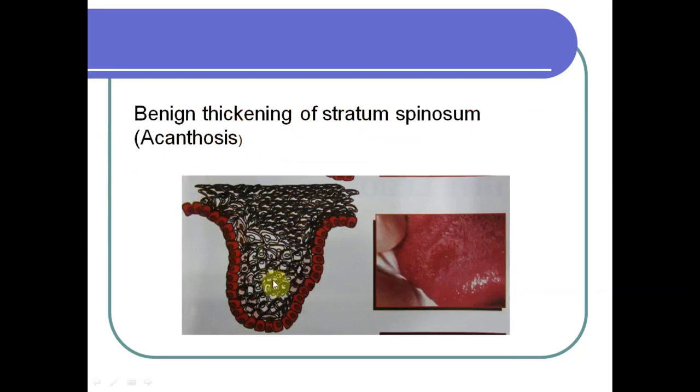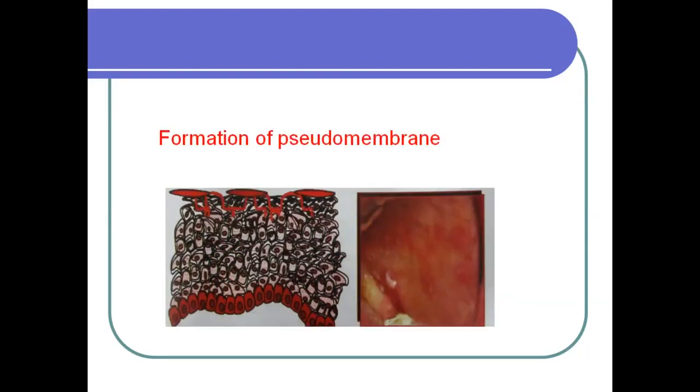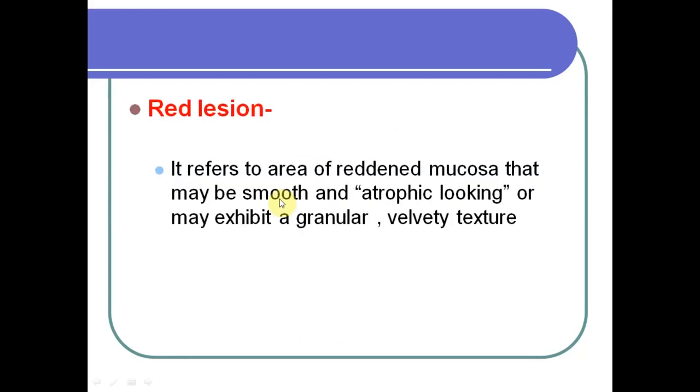And the second one is benign thickening of stratum spinosum. So we have various layers: stratum basale, stratum spinosum, stratum granulosum, and stratum corneum. So the thickening which is seen in stratum spinosum, and there will be accumulation of fluid in the intra- and extracellular regions, and there will be formation of pseudomembrane. So all these could result in a clinical appearance of a white lesion.